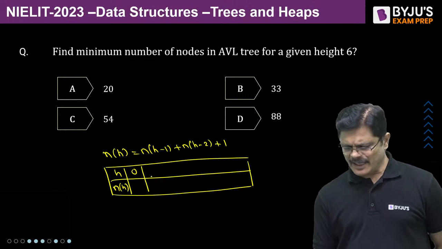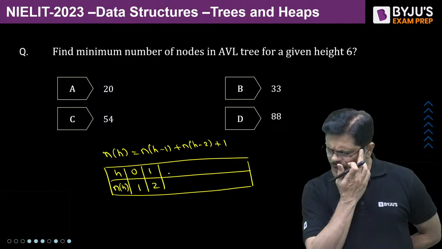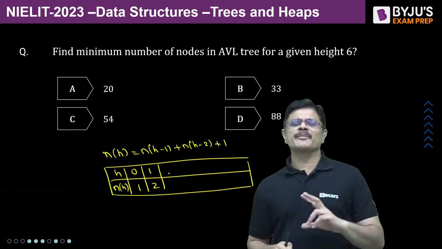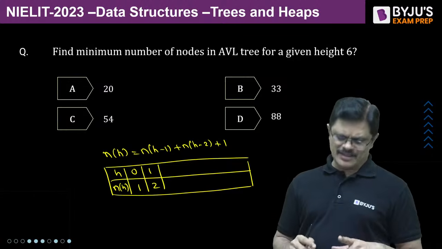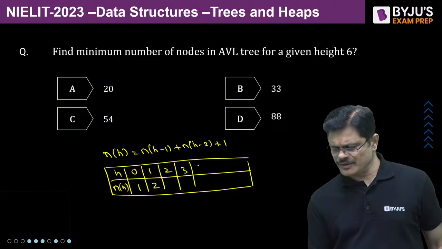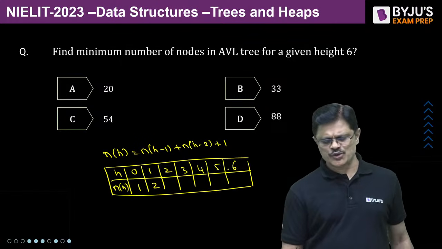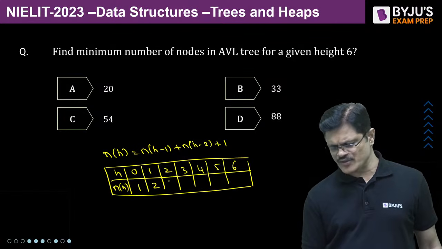And base level, height 0, 1 node, height 1, 2 nodes. So remaining all are, just add the previous two values plus 1. To know the values, any value, just add the previous two values and add 1. That is, previous two values is 2 plus 1 plus 1, that is 4.